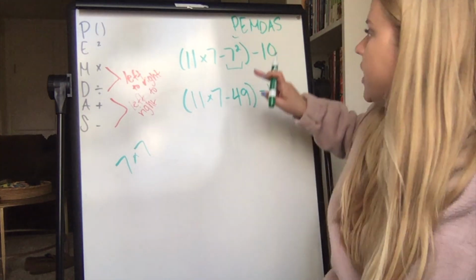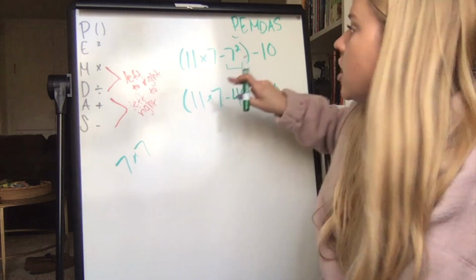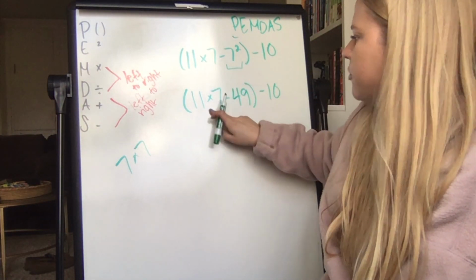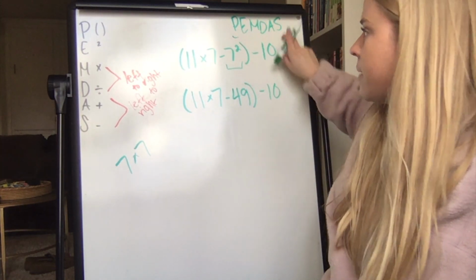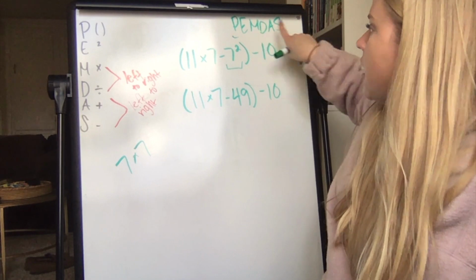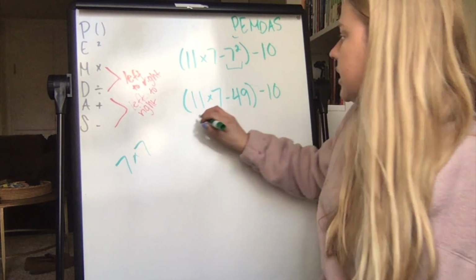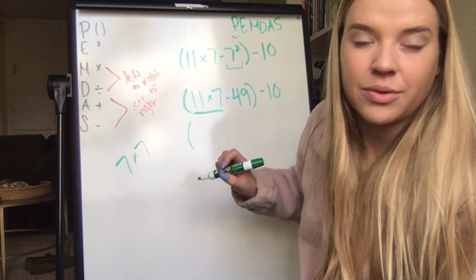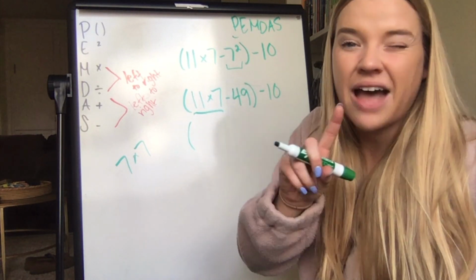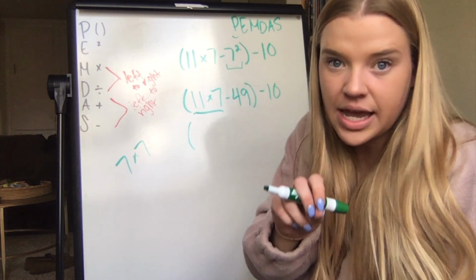Now I'm going to see, still within these parentheses, what do I solve next? I have a multiplication and I have subtraction within my parentheses. And if I'm looking at my order of operations, multiplication comes before subtraction. So that is what I would solve next. So the only thing I'm solving is 11 times 7. I'm bringing the rest down. I'm keeping my parentheses because I have not finished solving everything within yet.